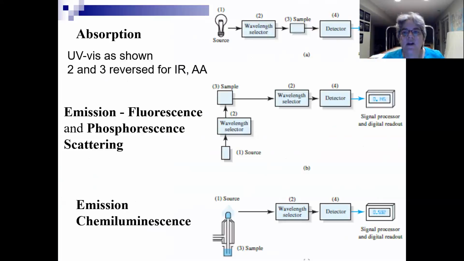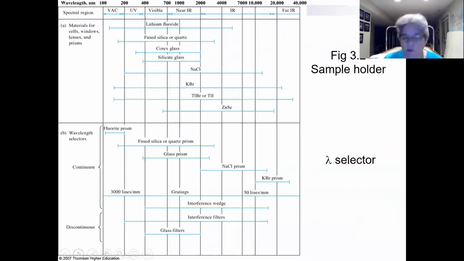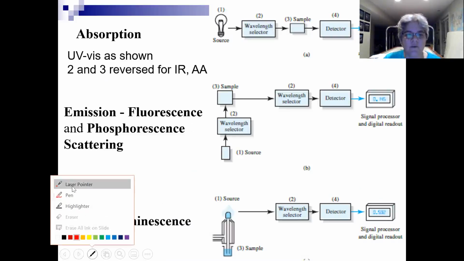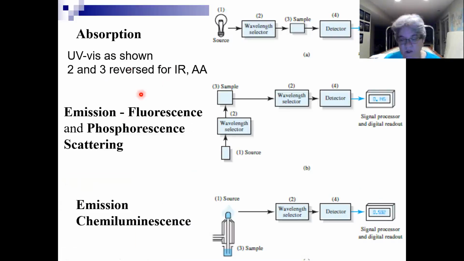Okay, so here's a figure that just shows you these 5 different parts in different kinds of instruments. So notice absorbance, there's a source, the wavelength selector, the sample holder, the detector. In emission, we have those same things. Sometimes the order is different, but all of these instruments have the same 5 parts. And for our class, we're only going to be looking at absorbance. So we don't really have to worry about these other 2, but I just show them so that you see all of these have those same parts.